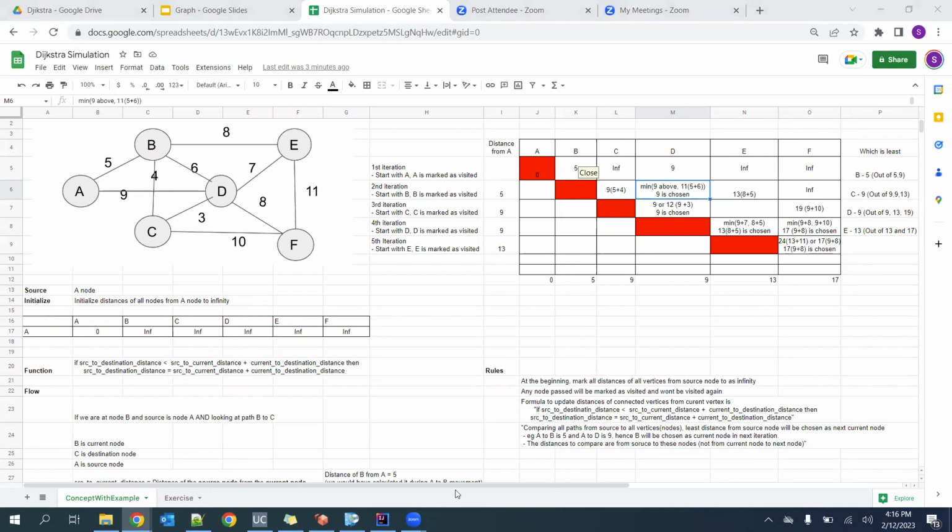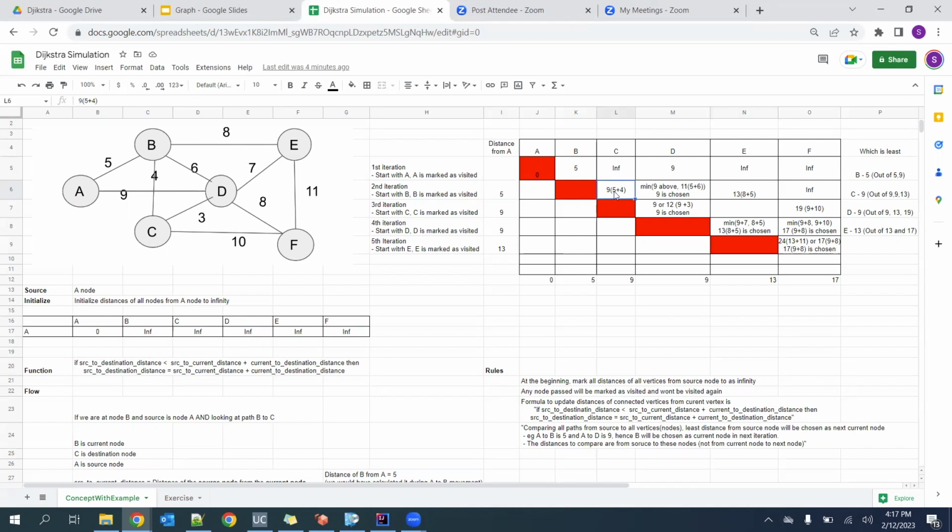Okay, so now let's go to the third one. B is connected to E also. The distance between B and E is 8, and the distance from source to B is 5. So 5 plus 8 becomes 13. Now this 13 is less than infinity, so I'll keep 13. Now B to F has no connection, so we'll keep it as infinity.